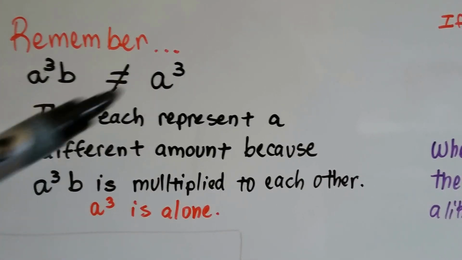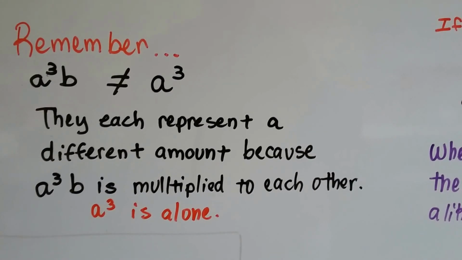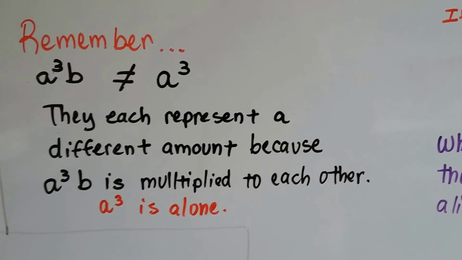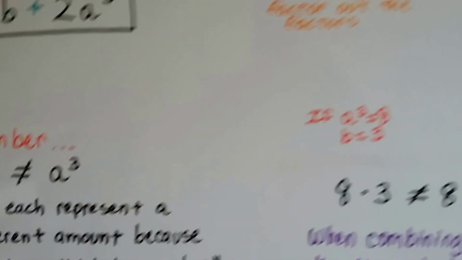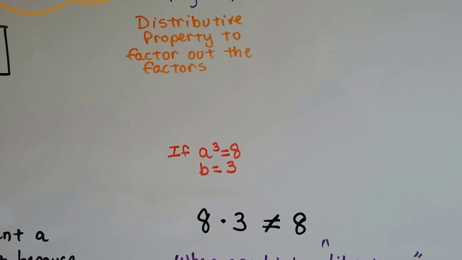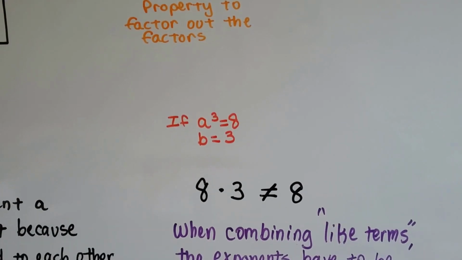This a to the third is alone. So this is a different amount than this one. They don't equal each other. They may both have an a to the third power, but a to the third power b is much different. What if a to the third power was 8, because a was a 2. 2 times 2 is 4 times 2 is 8. And the b equal to 3.